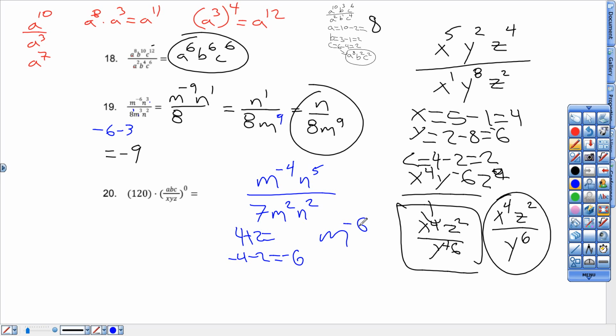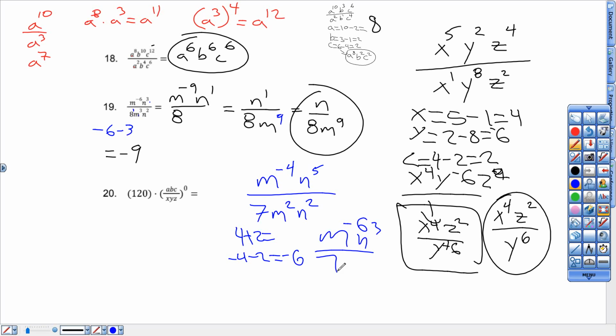And then I do n. That you could probably do in your head, right? Because you're smart. What's 5 take away 2? 3. Yep. So that just ends up being n to the 3rd power, right? Because you did 5 minus 2. Now what is on the bottom that doesn't move? 7. Yep. So put that whole thing over 7. Now do you see something that can be simplified?